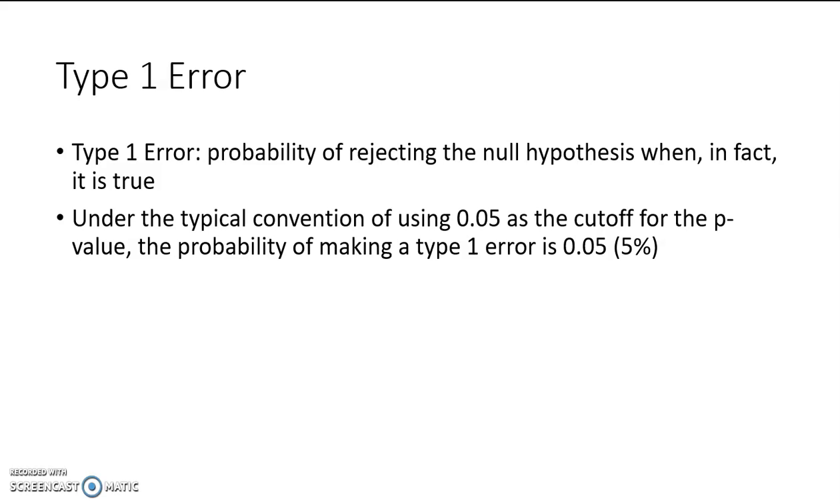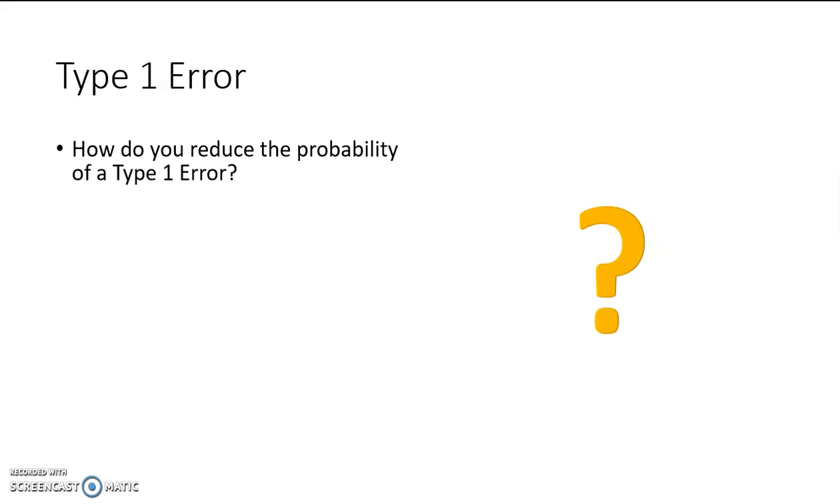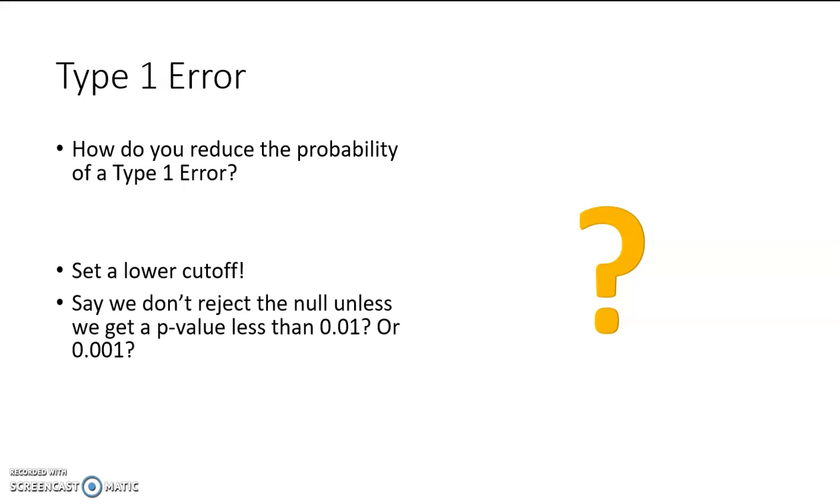So much of the time we're comfortable with that, but we still have to acknowledge that there is that 5% chance that we've made a wrong decision. Okay, so let's say we don't like that. We want to reduce the probability of a type 1 error. What would you do? Well, you could set a lower cutoff. You say, okay, I'm not going to go with that typical convention of 0.05. I need a p-value even lower than that. It's got to be even more different from mu. We've got to get an x-bar that's even more extreme. And so we'd have to have a p-value of, say, 0.01 or less than 0.001.